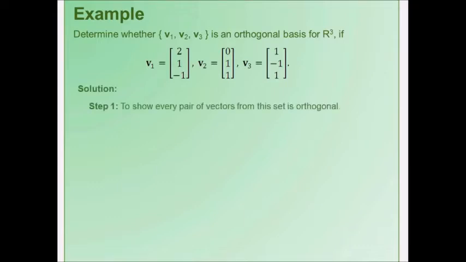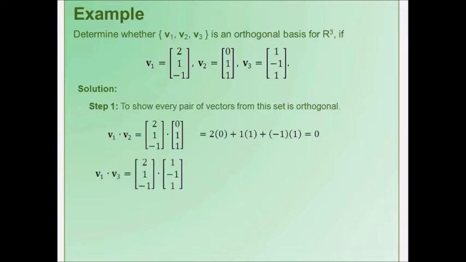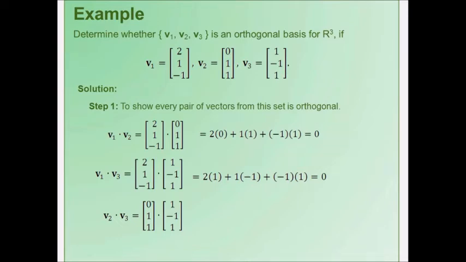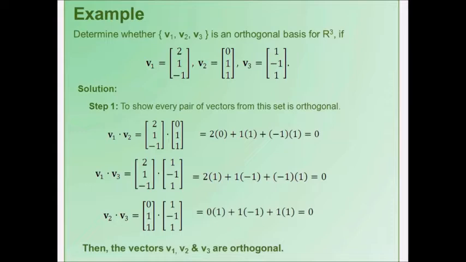The first step is to show that every pair of vectors from this set is orthogonal. B1 dot product B2, then we get the answer of 0. Next, B1 dot product B3, then we get the answer of 0. And then we repeat the same step, B2 dot product B3, then we also find that the answer is 0. So the vectors B1, B2, and B3 are orthogonal.